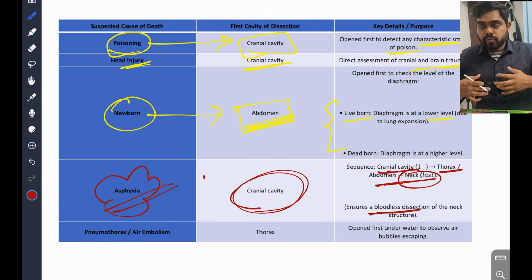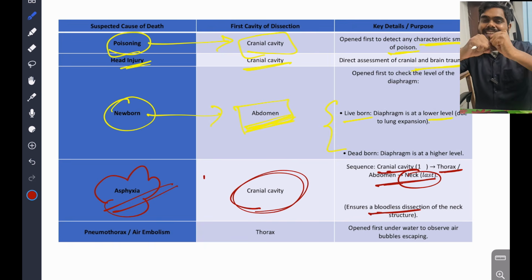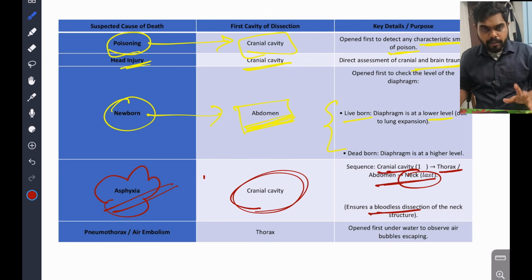Asphyxia usually happens here, when somebody kills by strangulation. There will be a ligature mark here. So you open the other parts first: cranial cavity, thorax, abdomen. Last you come to the neck. All the blood will have drained away and it will be bloodless, and we can examine the ligature mark and injuries. Clear? That is asphyxia, cranial cavity first.